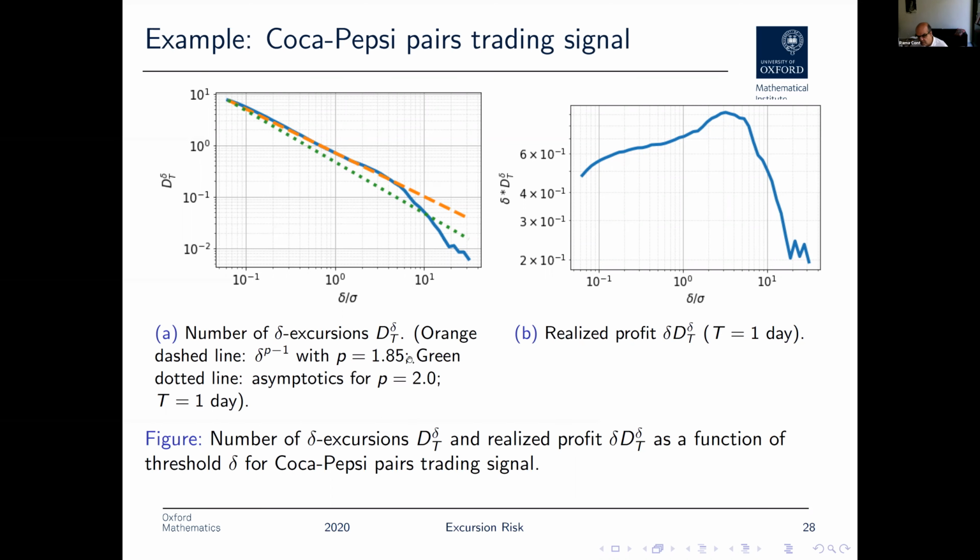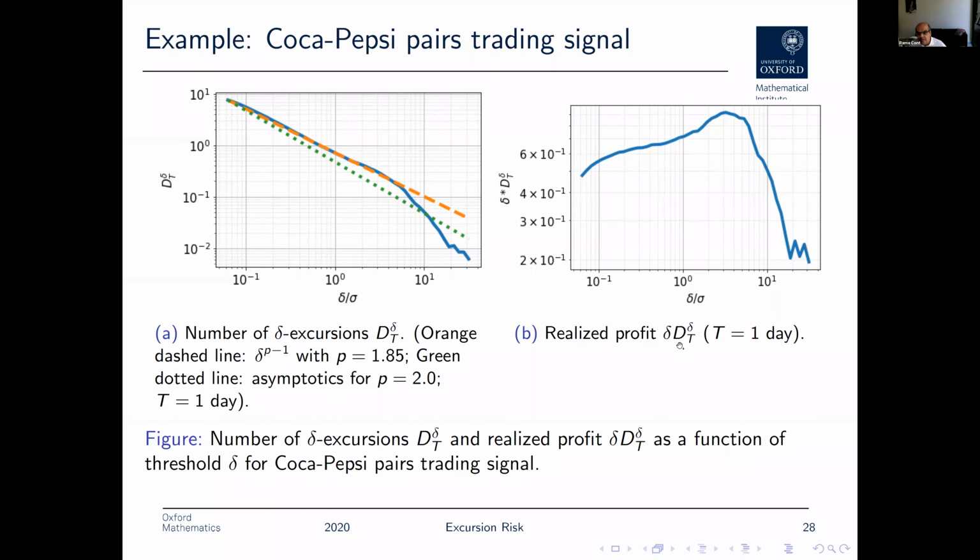So 1.85 is quite close to 2. And if you take 2, the diffusion case gives you the green line here. So it means that in this case, we're close to a diffusive behavior. It's slightly smoother, but it's not clear with these estimates whether you have a very precise estimate of P. But yeah, you have close to diffusive behavior.